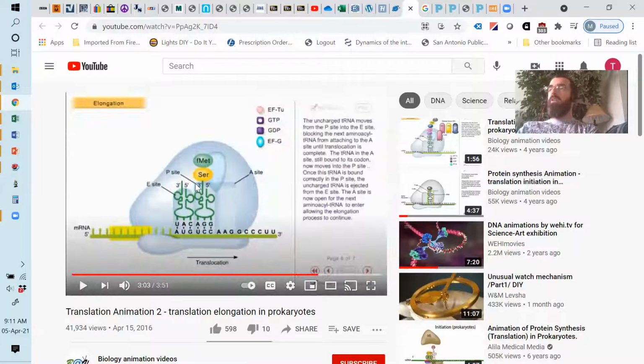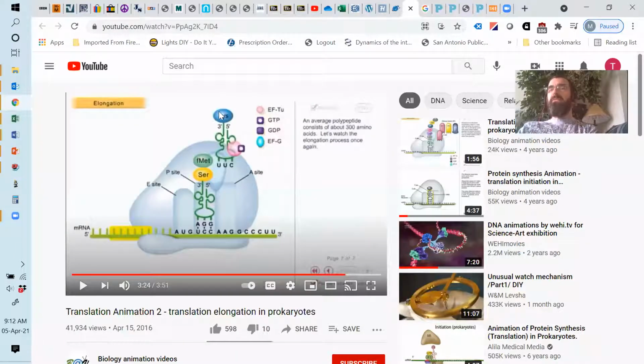And so once that is done, we now have our discharged tRNA in the E site. We have our second tRNA now with the 2 amino acids in the P site, and our A site is open. And so this tRNA needs to leave, and another tRNA will come in that's already charged with EF-Tu and GTP, and the whole process continues, which you can see here.